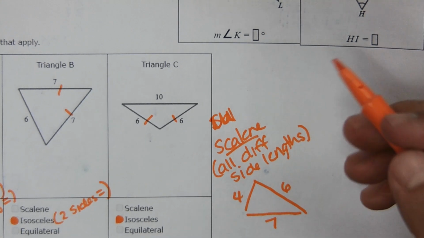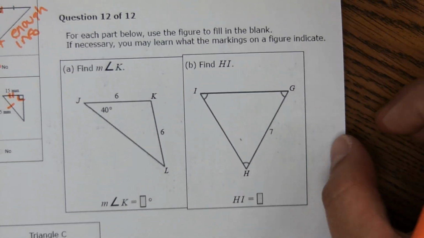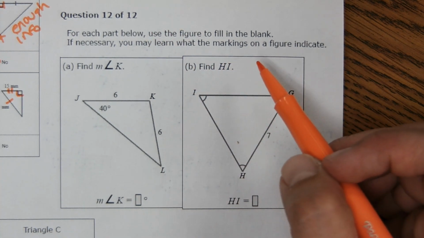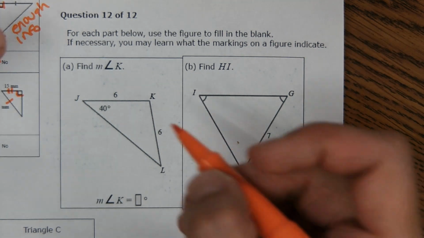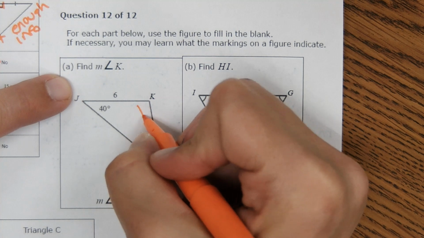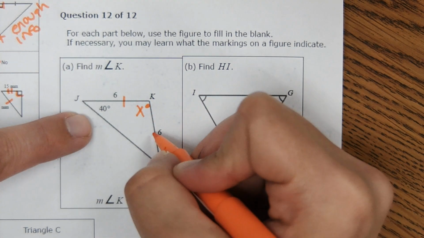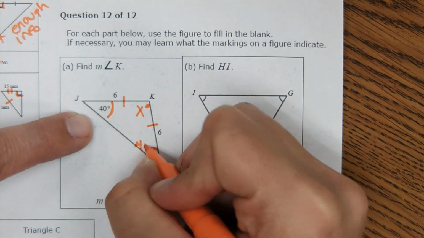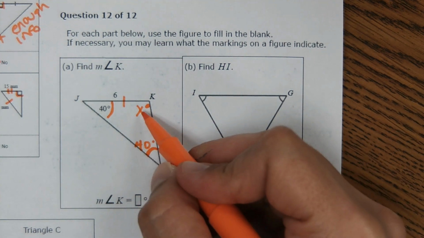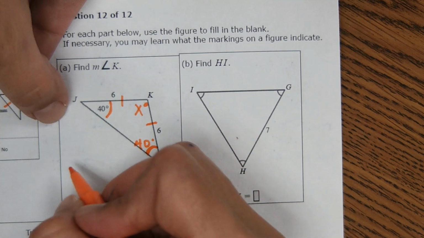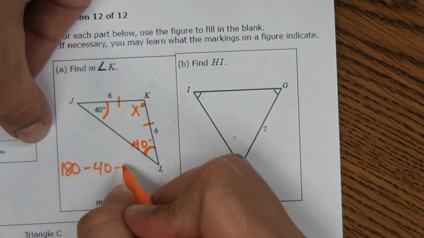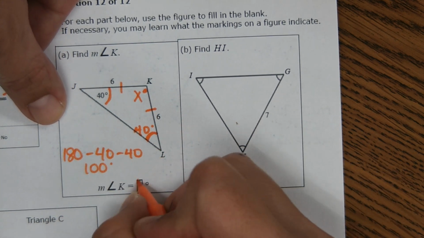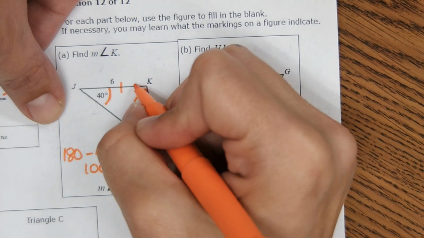And then the last problem, we're going to go up here, question 12. It says, for each part below, use a figure to fill in the blank. If necessary, you may learn what the markings in the figure indicate. Okay, so this is what we did yesterday. It says find the measure of angle K. So this is what we're solving for right here. It shows that these two sides are the same length. So therefore, the base angles are going to be the same measure. So if this is 40 degrees, this is 40 degrees. But we're solving for K. So to find this last angle, we're just going to do 180 minus 40 minus 40, and whatever's left over is K. So that would be 100 degrees.